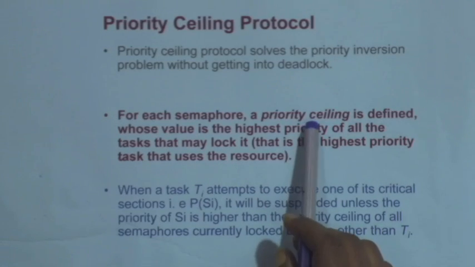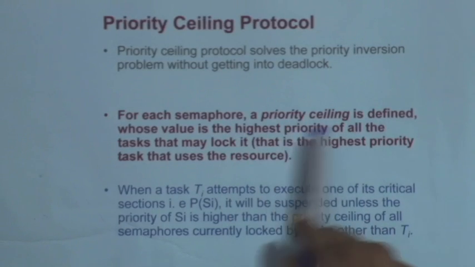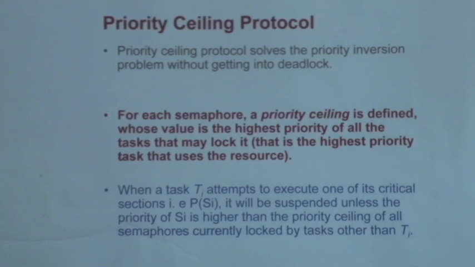Therefore, at any point of time, say there are tasks T1, T2, T3, out of which T1 and T2 are sharing a particular resource, and that resource is being guarded by semaphore, say S or S1. Now, out of T1 and T2, suppose T1 has the higher priority. Therefore, semaphore S1's ceiling value will be that of the priority of T1. Let me explain once again.